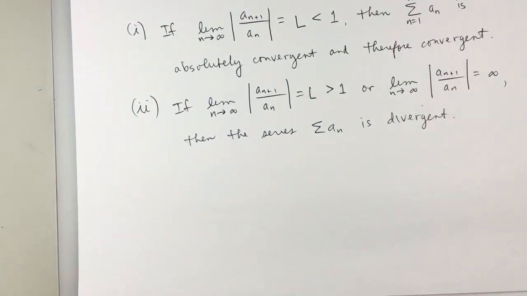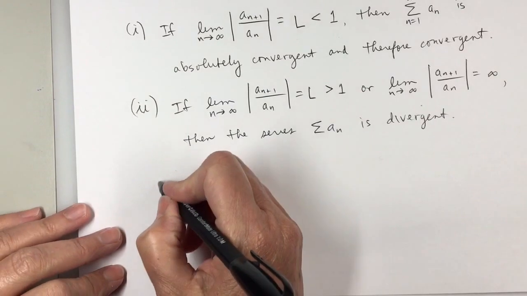Okay, what am I missing? If it equals 1, is that why you had your hand up, Lex? Okay. All right, so we're missing equals 1. That's part 3.